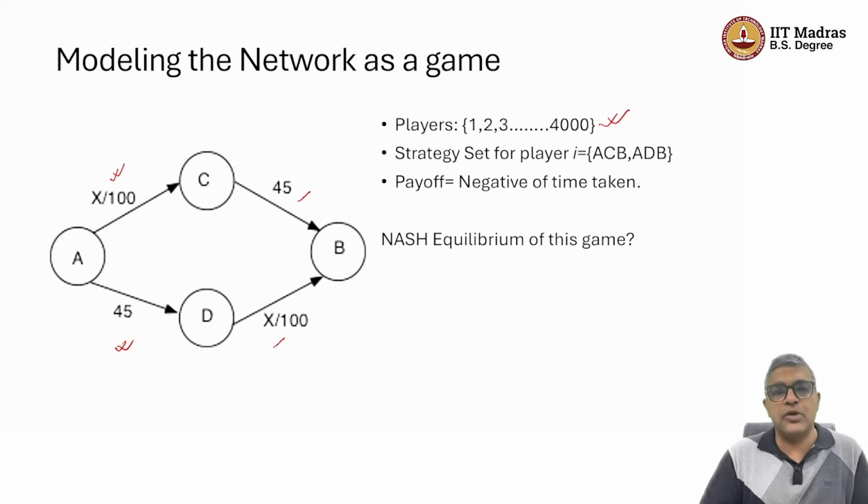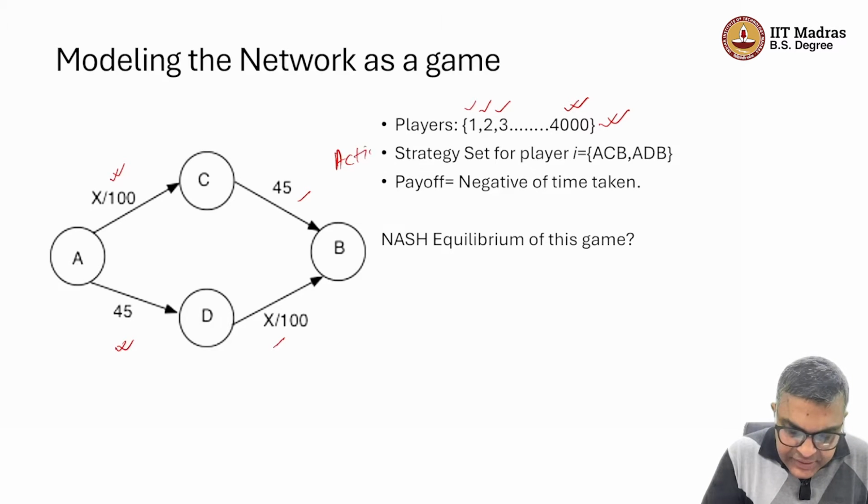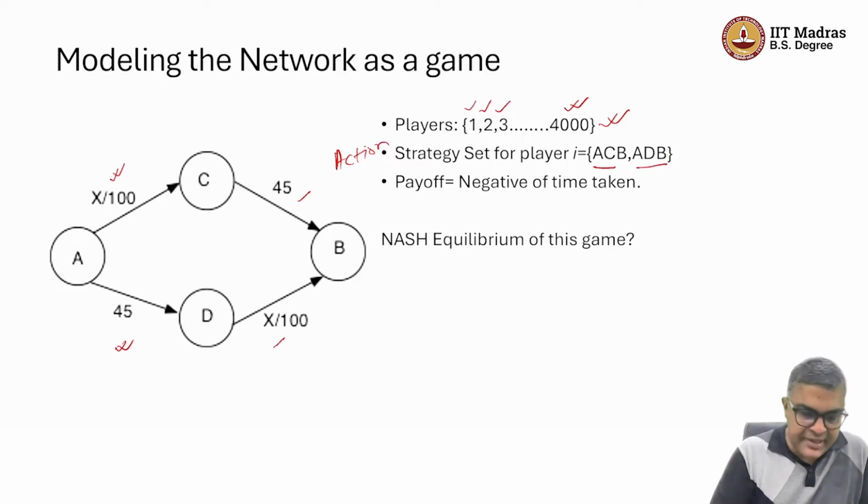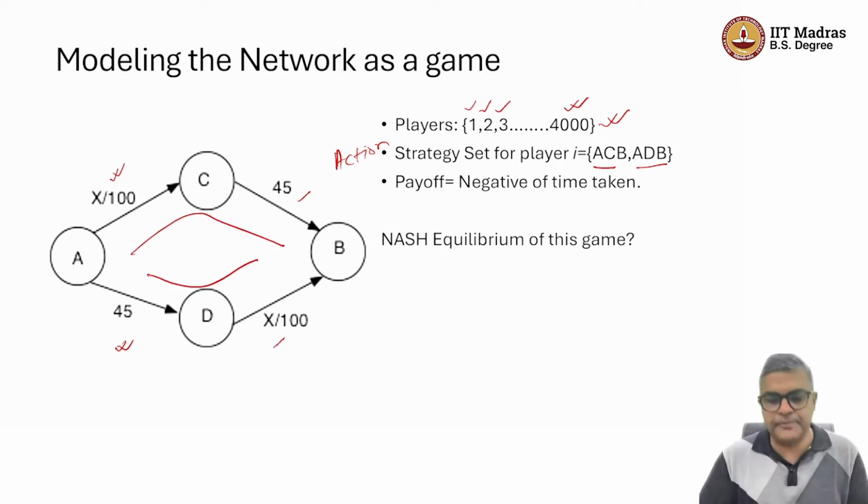If you think about who the players are, then 1, 2, 3 to 4,000, of course they may have a name, but we can represent them here simply by numbers. These motorists are the decision makers, either a human decision maker or an autonomous machine decision maker that's deciding. The strategy set or action set for each player, each motorist, is either to follow ACB or ADB, either go this way or go this way.